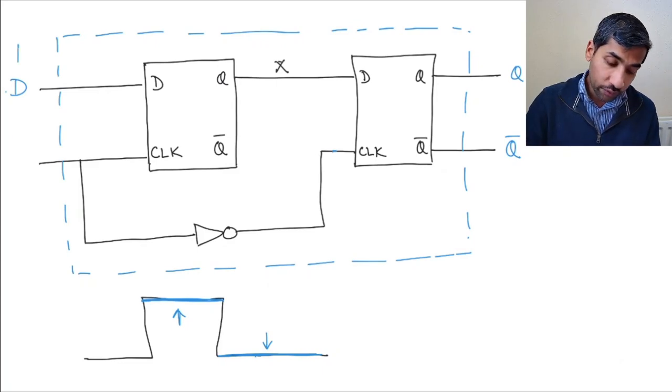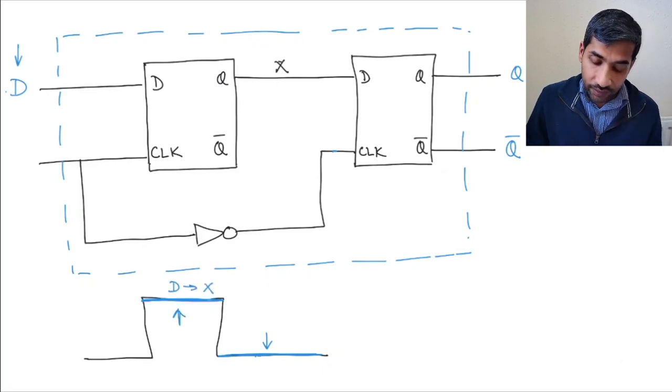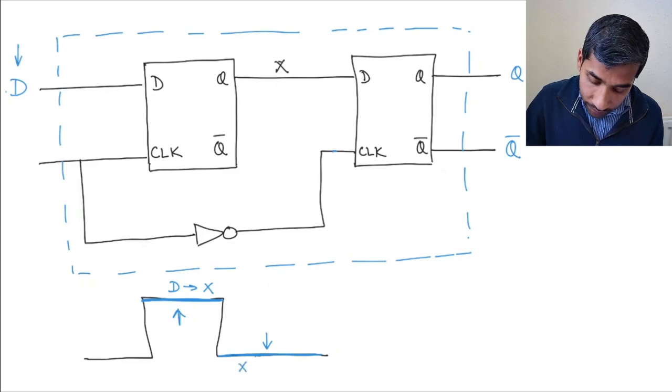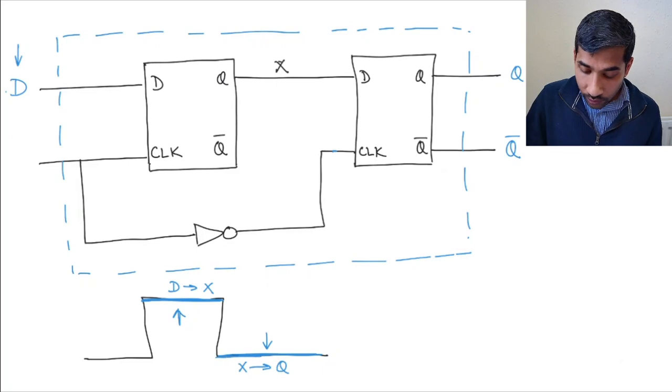Let's say you have a value of D here. Okay. Now this value of D is going to influence X in this cycle, and X is going to influence Q in this cycle. Okay. Now, but once you go into this cycle, X cannot change, because X can change only when the clock is 1, right? But Q can only change when the clock is 0.